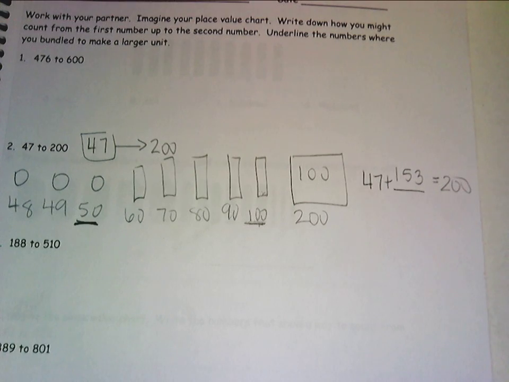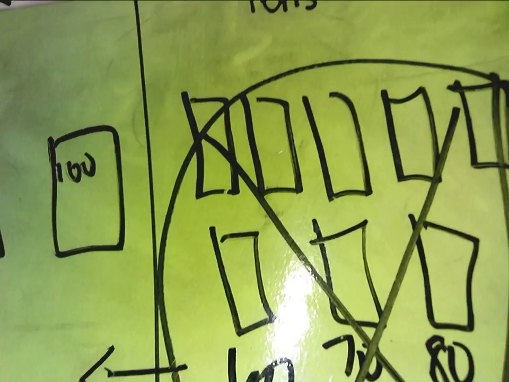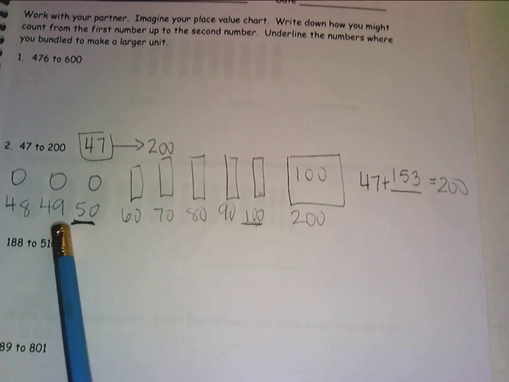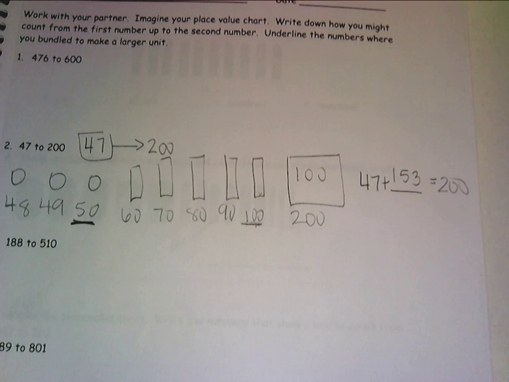Okay, so you're going to continue to use your place value chart and then show your work. Make sure you underline where you regrouped. Okay? Okay, that's lesson 4.